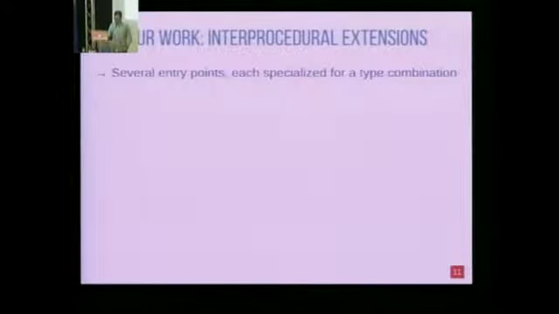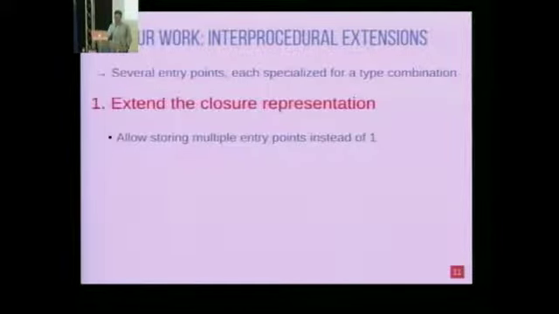So a consequence of this is that now a function possibly has several entry points. Each entry point is specialized for a particular type combination, meaning that we have exactly 3 things to do. The first one is that we have to extend the closure representation to allow the compiler to store several entry points instead of 1.